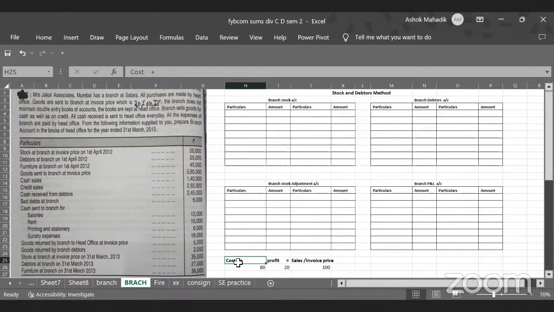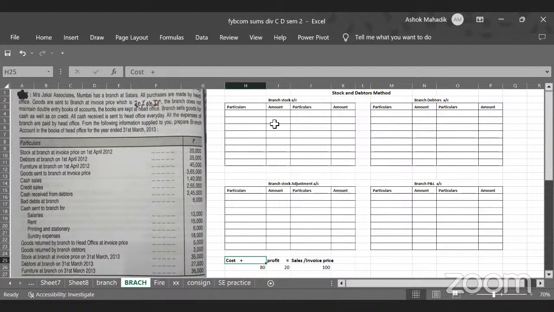From the following information supplied to you, prepare branch account in the books of head office by using stock and debtors method. So whenever they say stock and debtors method, you make these four accounts at least: a branch stock account, branch stock adjustment just below it, then branch debtors account and branch P&L account. These four minimum accounts are required. I'll tell you what you will record in which account.